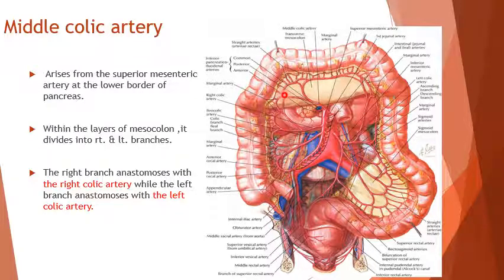It anastomoses with the right colic artery, which is again a branch of the superior mesenteric artery, and the left branch anastomoses with the left colic artery, which is a branch of the inferior mesenteric. See, this is the inferior mesenteric and this is the left colic artery, and its branch is anastomosing with the left branch of the middle colic artery. So this anastomosis is occurring between the two arteries.